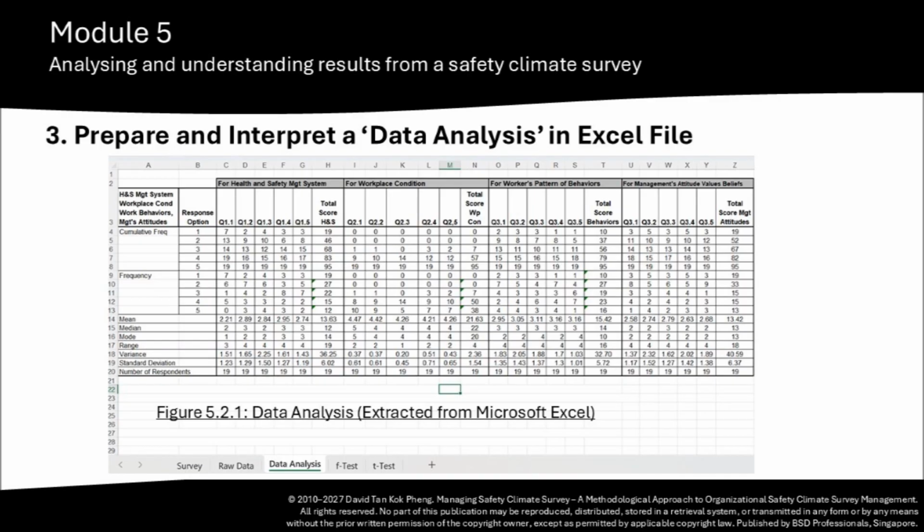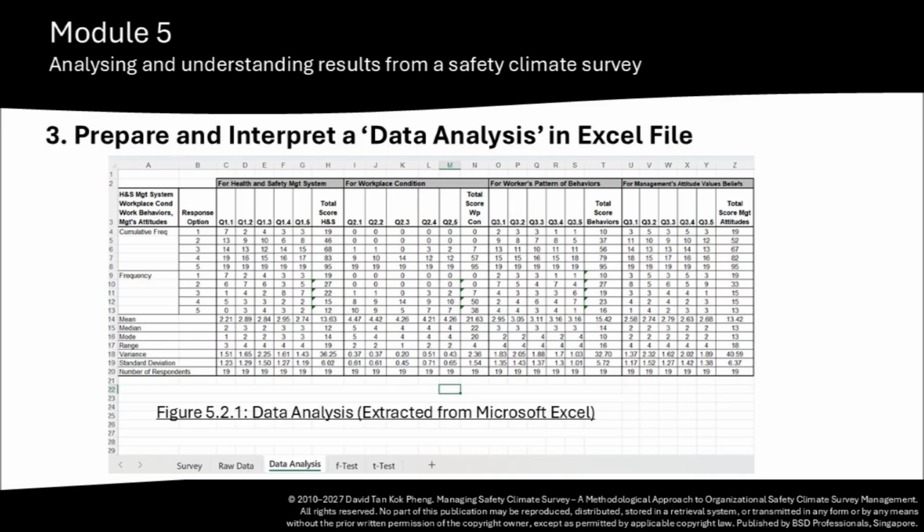In terms of variability, the range values indicate differences in opinion among respondents. The health and safety management system shows a range of 19, workers' safe behaviors a range of 16, and management's attitudes a range of 18. In contrast, workplace condition has a much smaller range of 4. A higher range indicates greater diversity in responses, meaning there is less agreement among participants.